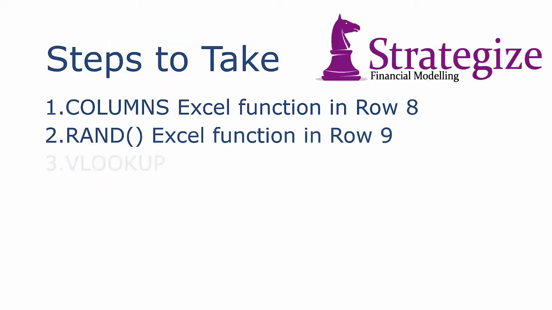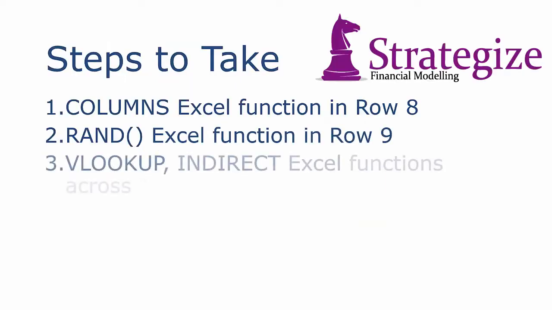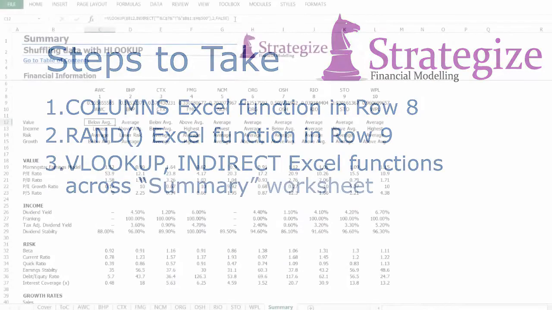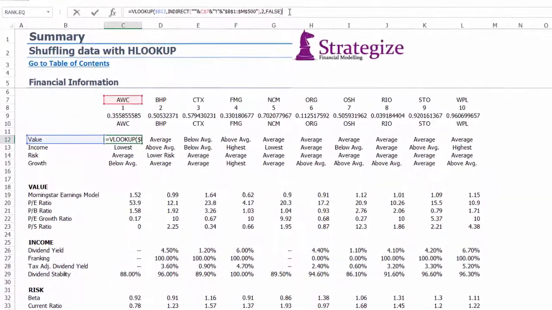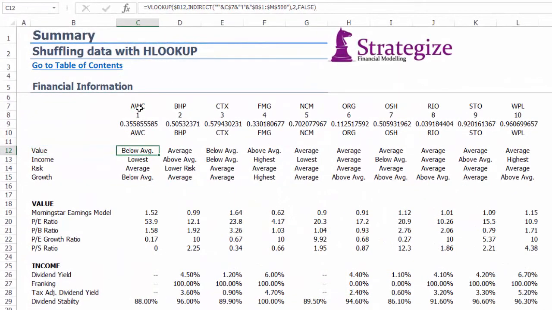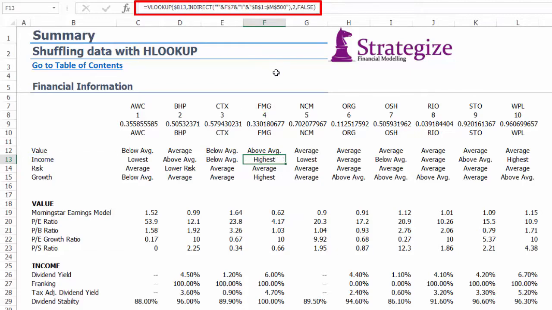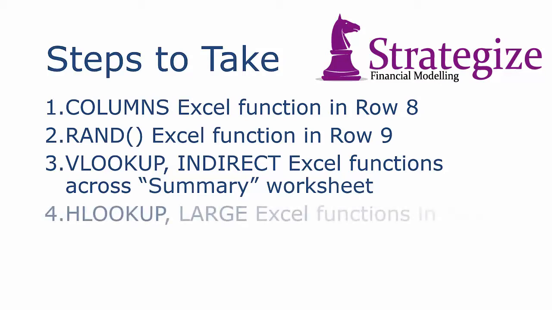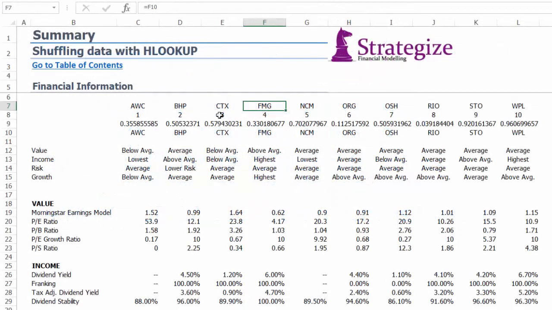Thirdly, the combination of VLOOKUP and INDIRECT functions will ensure the flexing of outputs. The below video link will demonstrate the use of VLOOKUP and INDIRECT further. Finally, the use of HLOOKUP and LARGE functions will guarantee the shuffling of data is dynamic.